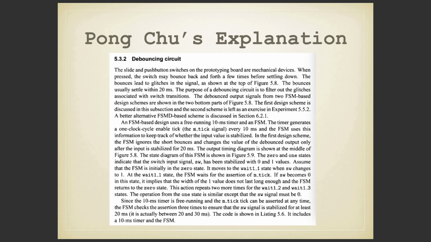In the first design scheme, the finite state machine ignores the short bounces and changes the value of the debounced output only after the input is stabilized for 20 milliseconds. Then jumping to the bottom, since the 10 millisecond timer is free running, the 10 millisecond tick can be asserted at any time. The finite state machine checks the assertion 3 times to ensure that the signal is stabilized for at least 20 milliseconds. This will be an assignment I give you in class, to explain the final paragraph here.